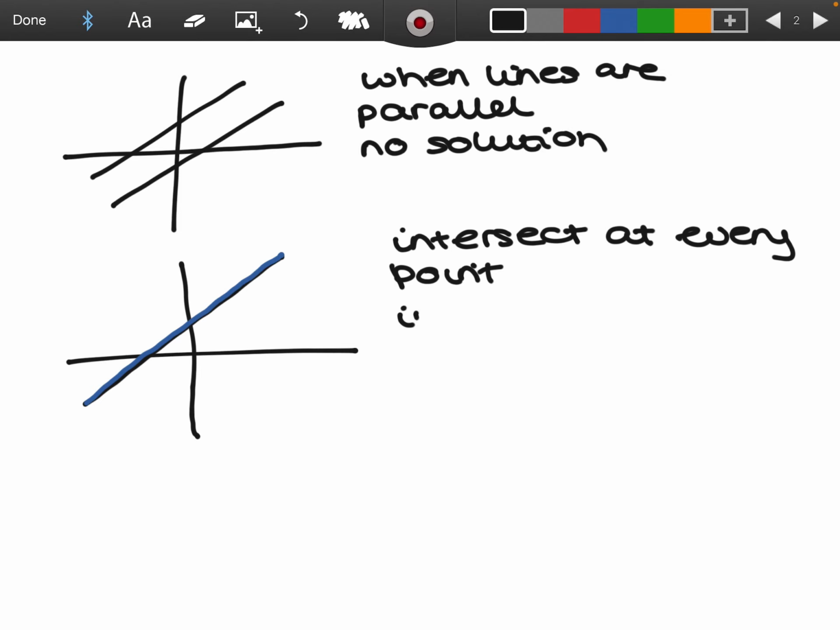So they must have infinitely many solutions. So any x1 and x2 that lies on that line, for example, this point here or this point here, the x1, x2 values at those points must be solutions to the equation. Well, there's infinitely many points that lie on a line. So you must have infinitely many solutions.